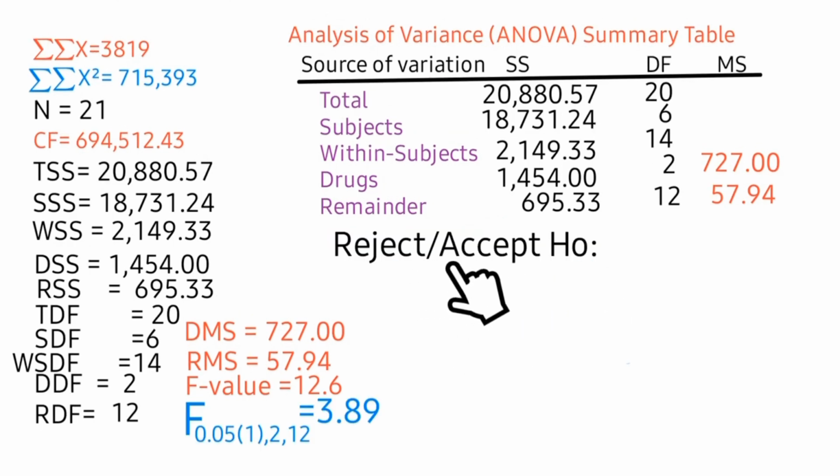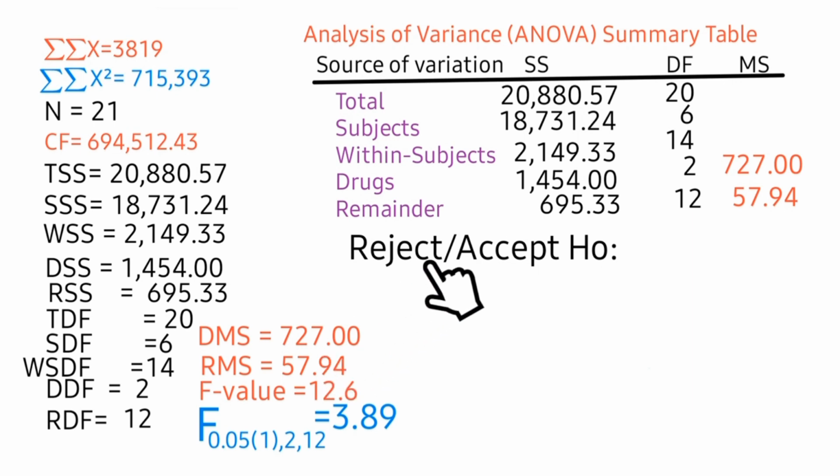Next is to reject or accept null. Rejecting or accepting null basically depends on the value of F value and F critical. So if F value is greater than F critical, then we reject null. Obviously here, the value of F value is greater than the value of F critical. So here, we reject null.